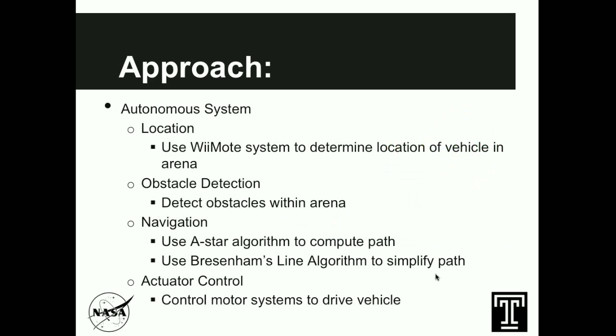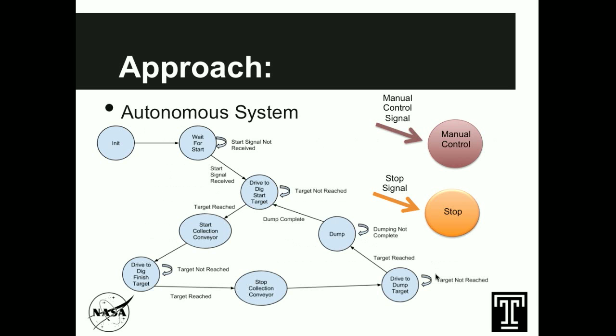So our autonomous system is going to be broken down into 4 different subsystems, including a location system, obstacle detection system, navigation system, and actuator control. We are doing this because if we break the autonomous system down into these subsystems, we are able to abstract away a lot of the complexity of the autonomous functionality away from our highest level. And we can control our autonomous system very easily with a very simple state machine.